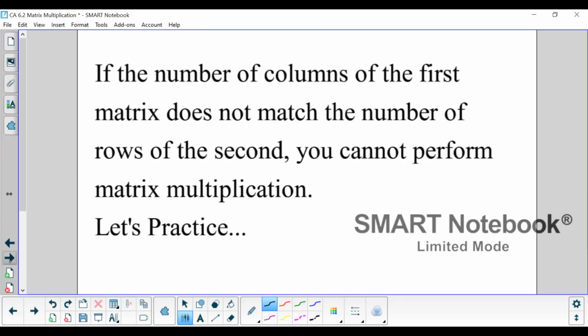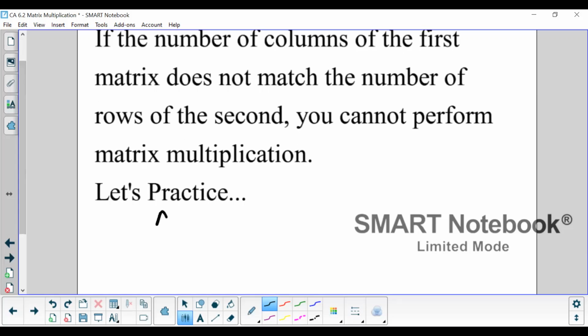So the main idea on this slide is that if the number of columns on the first matrix does not match the number of rows on the second, you can't do the multiplication. Let's say you have A times B. Here's an example: A is 2 by 2, but B is 3 by 2. If these numbers don't match, the columns on the first and the rows on the second, then you would say not applicable, right? Because if you're doing rows times columns and they don't match, you're going to run out of stuff. There'll be no corresponding entries then.